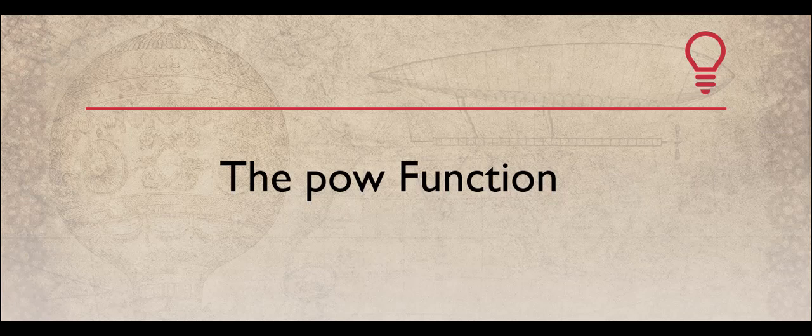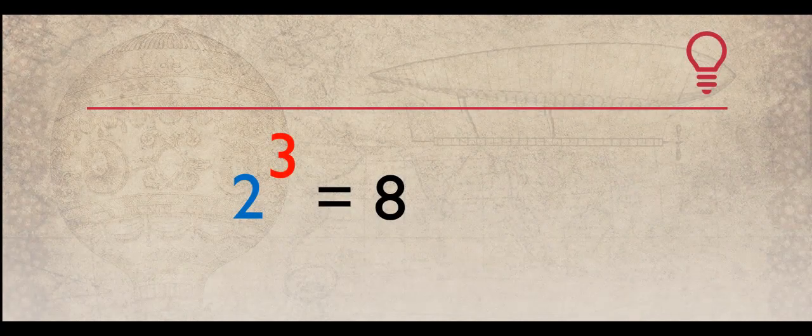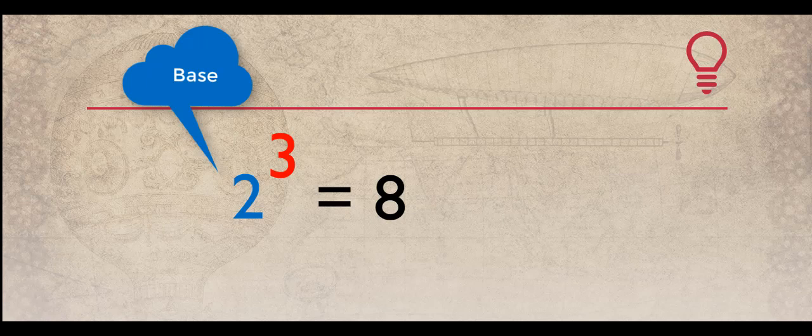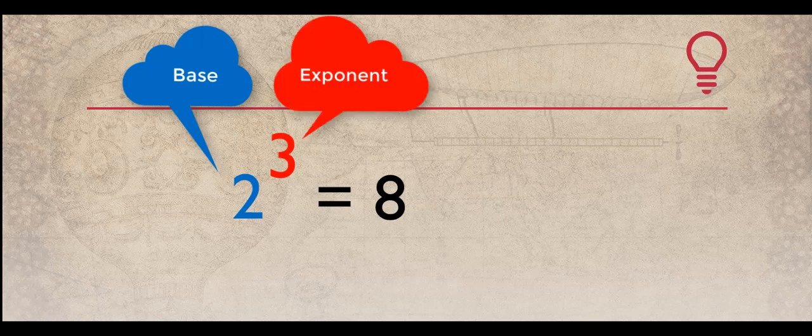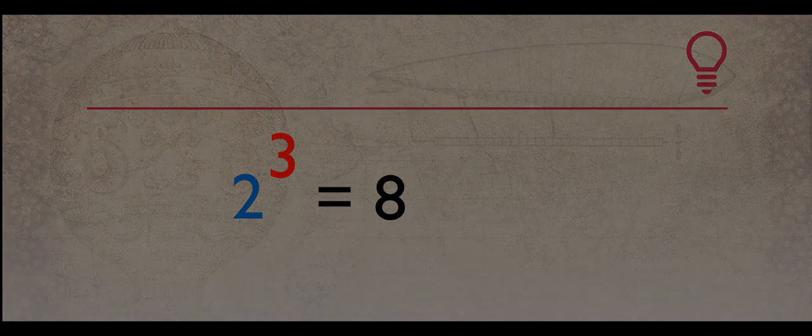Weird thing, the C language doesn't have an exponent operator. It's got add, subtract, multiply, divide, modulus, but no exponent operator. Instead, programmers use the POW function. Think of taking the number 2 and raising it to the third power. In math, we'd say that 2 is the base and 3 is the exponent. We get 8 as a result of raising 2 to the third power.